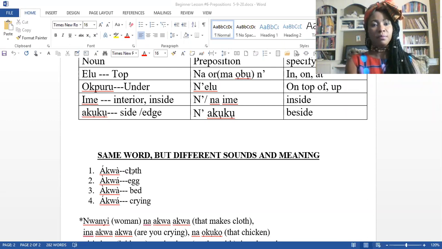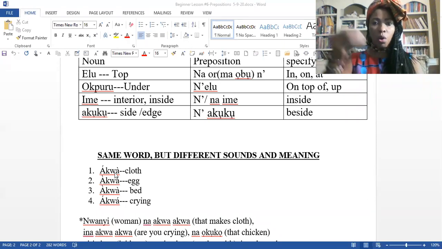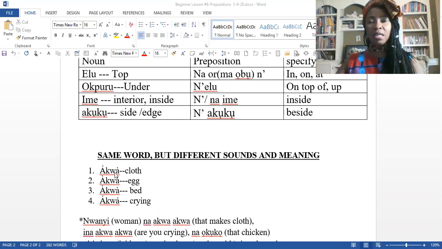Number 1, we have something called akwa. Akwa means clothes. Akwa, clothes. And you want to put the preposition there. You can say akwa dị ọcha. The cloth is clean. But first of all, we need to get the words. We have to get the words first before we can start using the preposition to make sentences.